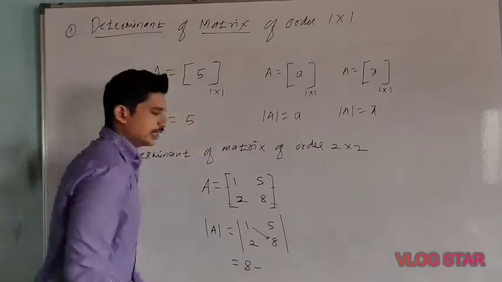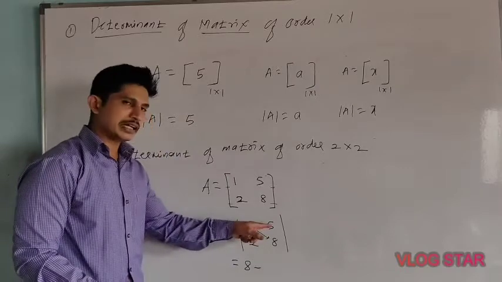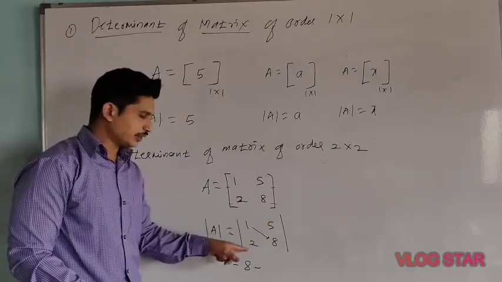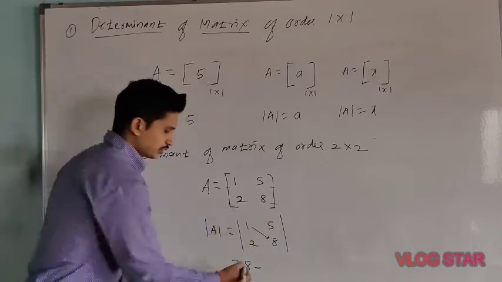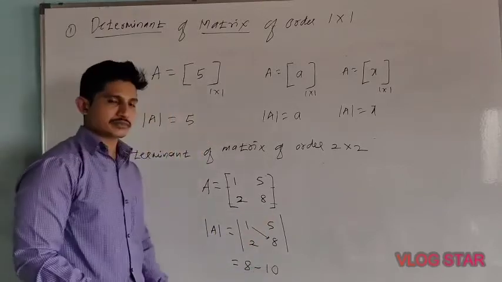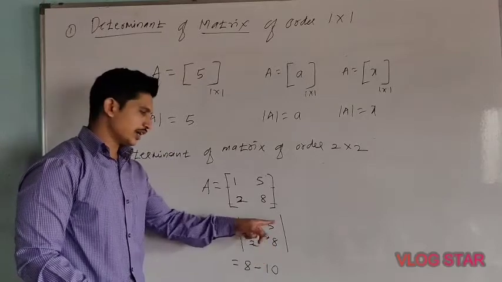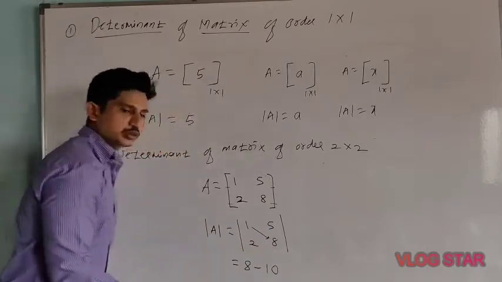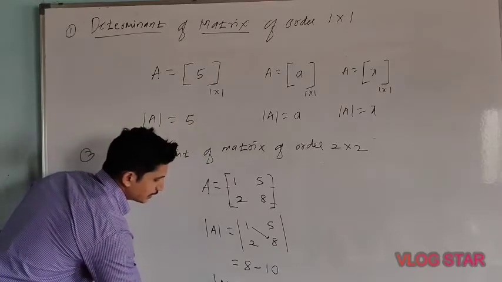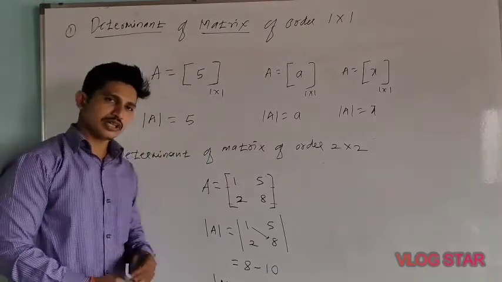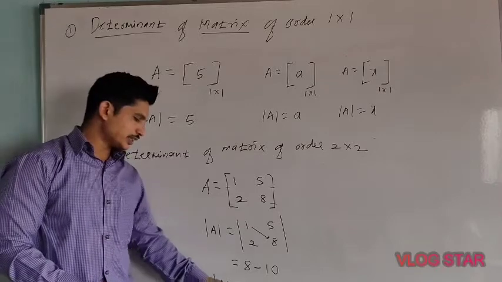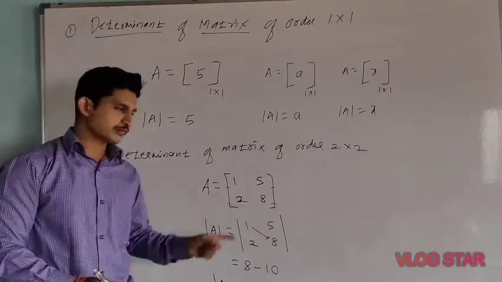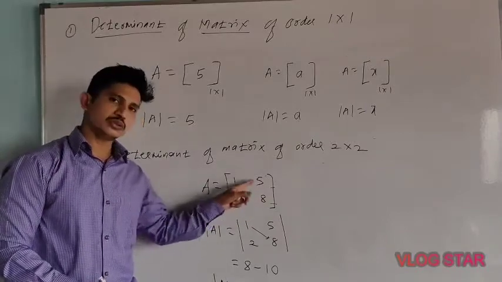Then write a minus sign. Then multiply this into this, from the right hand corner to the left hand corner: 5 into 2 is 10. So 8 minus 10 is minus 2. The value of this matrix is minus 2. Therefore the determinant of matrix A is minus 2. Got how to find the value of a matrix of order 2 cross 2, meaning two rows and two columns?